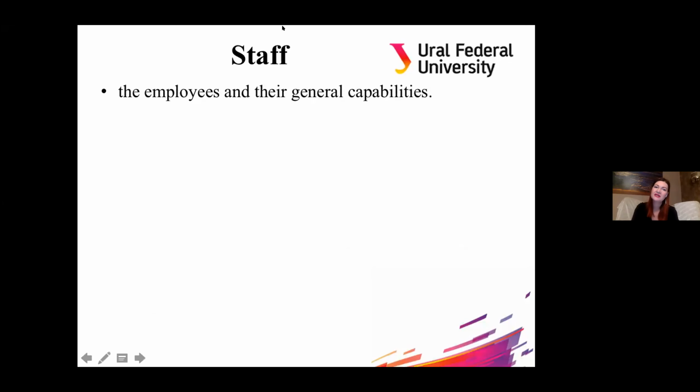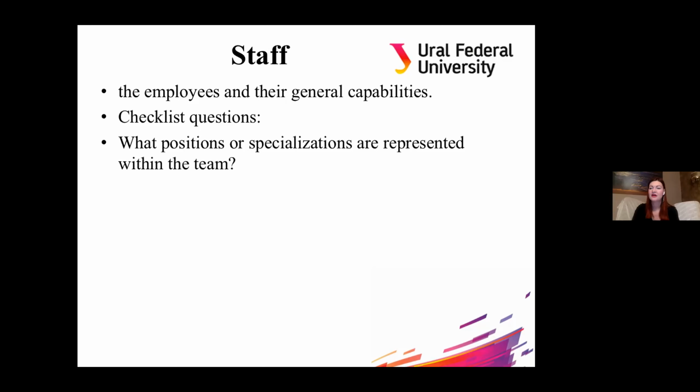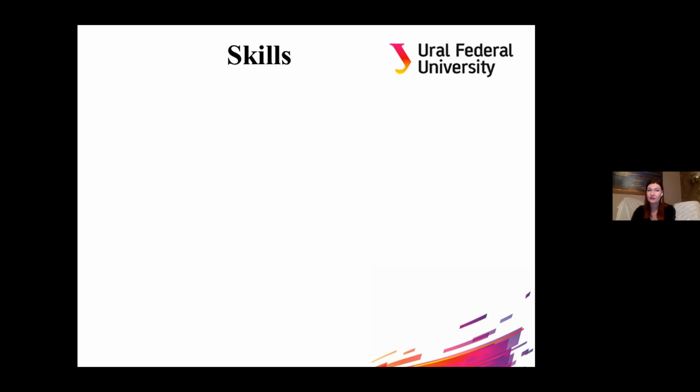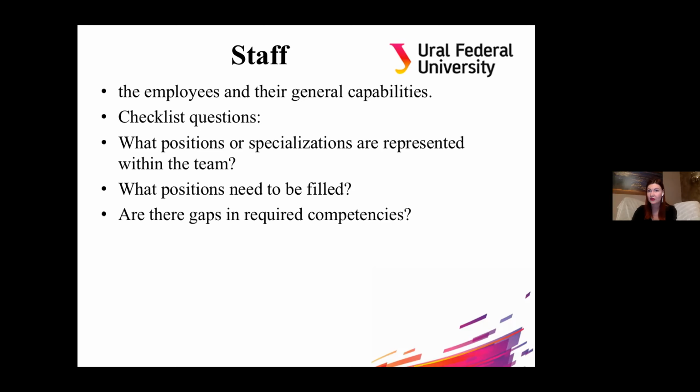Staff, the employees and their general capabilities. So what positions or specializations are represented within the team? What positions need to be filled? Maybe there are some persons who you need to hire, to recruit. Are there gaps in required competencies? Maybe you need some additional department to open.